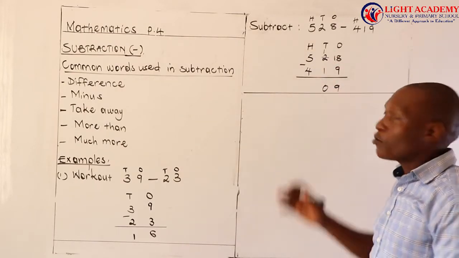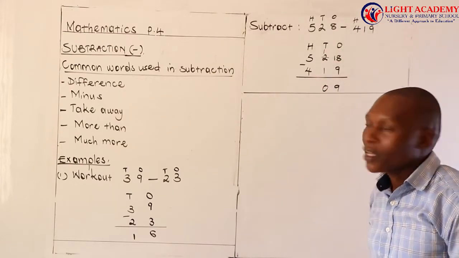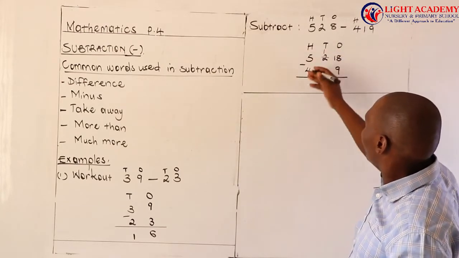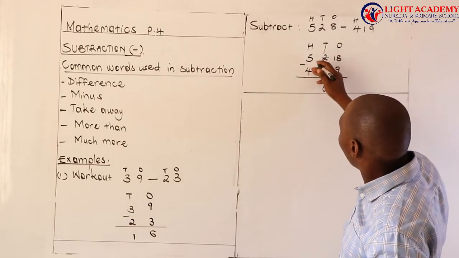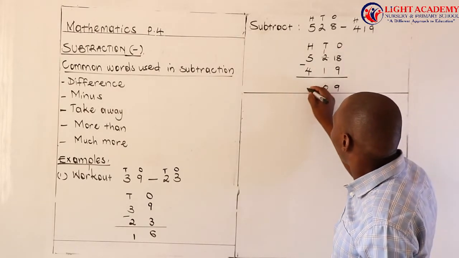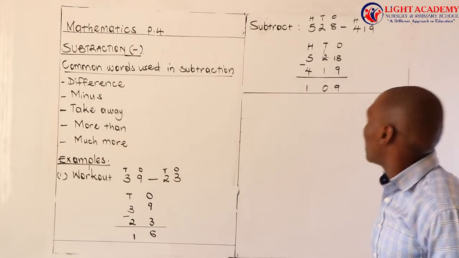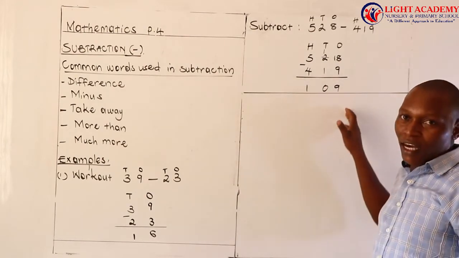Okay? Then I go to the hundreds place value. I'm having 5, take away 4. That is possible. When I subtract 4 from 5, the result I get is 1. So that one, our dear learners, shall have given us the answer.